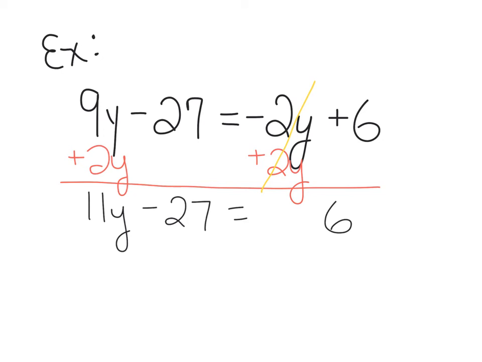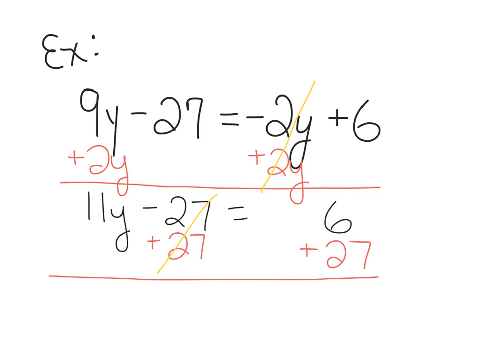Okay, so now since I have my 11y here, I have my variables on one side, this negative 27 needs to come over here across the equal sign to this positive 6. The only way that happens is for us to use an inverse operation. So what do we need to do? We need to add 27 to both sides. Okay? So negative 27 and a positive 27, look, they cancel out.